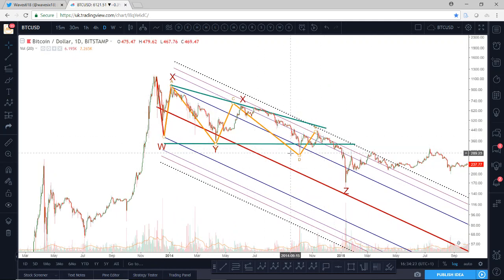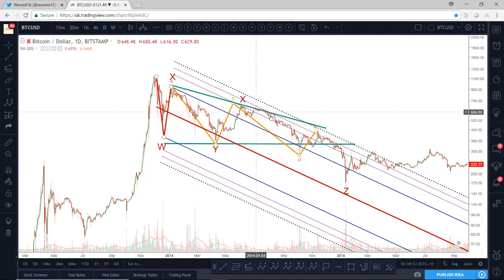Whilst we're just looking at the 2014 chart, I've drawn this large pitchfork. So this was our first pivot, second pivot was at the end of the W, and then this was our third pivot. And from there you can see that until price broke out of this dotted line, we still had a downtrend, and that trend was only really broken when this dotted line was broken.